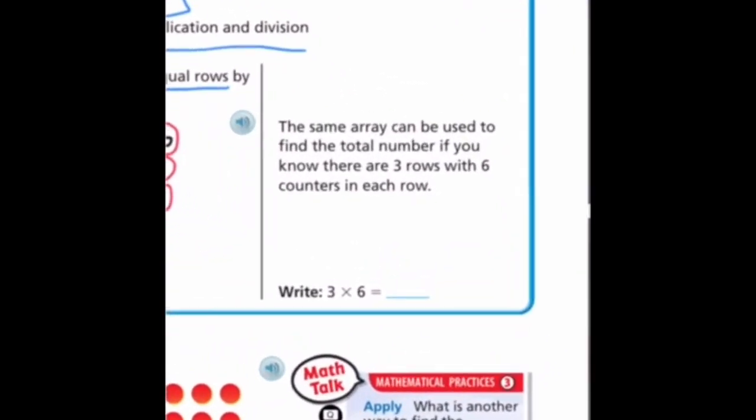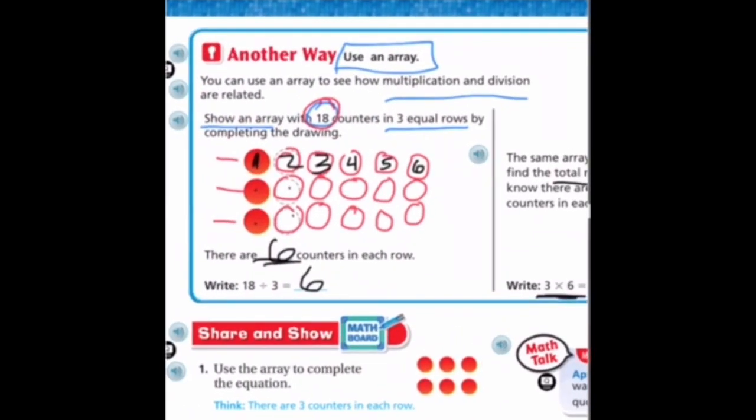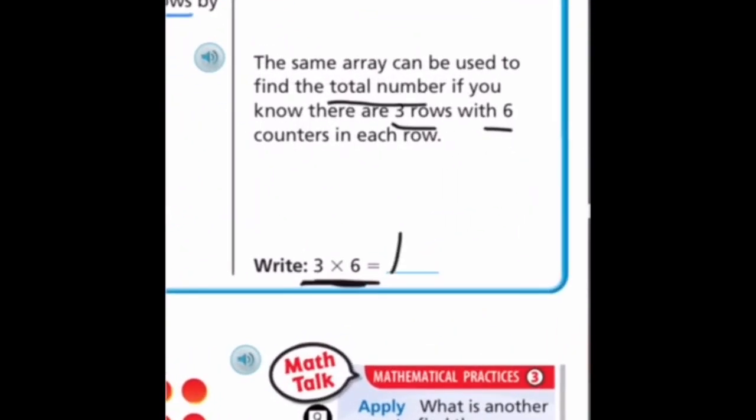The same array can be used to find the total number if you know there are 3 rows with 6 counters in each row. 3 rows of 6. That's what we have over here. 3 rows of 6, and that equals 18. 3 times 6 equals 18.